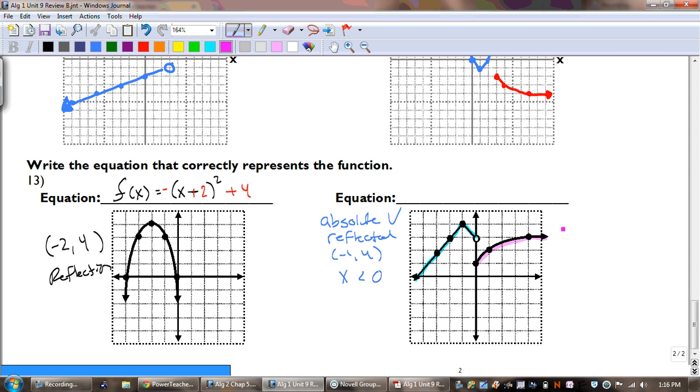So the pink one is a square root. There's no reflection. Our initial point is 0, 1. Okay, and our limit is that x has to be greater than or equal to 0 because it's everything to the right of that. So I want to see if you guys can write both of those on your own. Pause the video, and then I'll have the answers up in just a sec. Good luck.